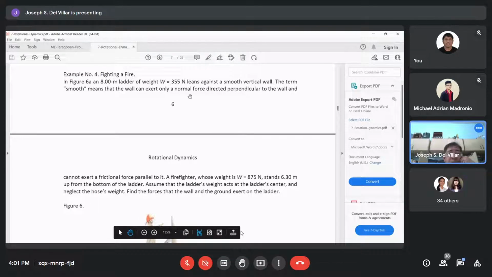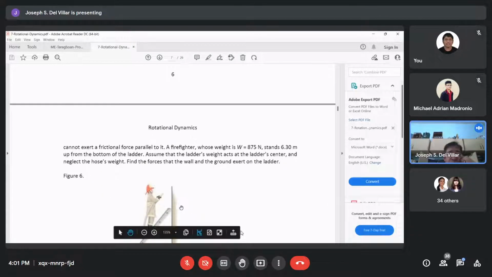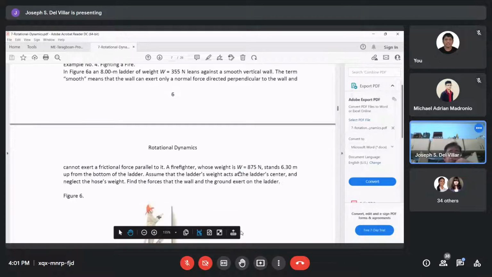Okay? So the term smooth means that the wall can exert only a normal force directed perpendicular to the wall. So ito yung force niya is perpendicular, yung wall, papunta doon, to the left. Otherwise, yung ladder is bababa kung walang force offered by the wall. Okay? So it cannot exert a frictional force. Okay, kapag smooth.